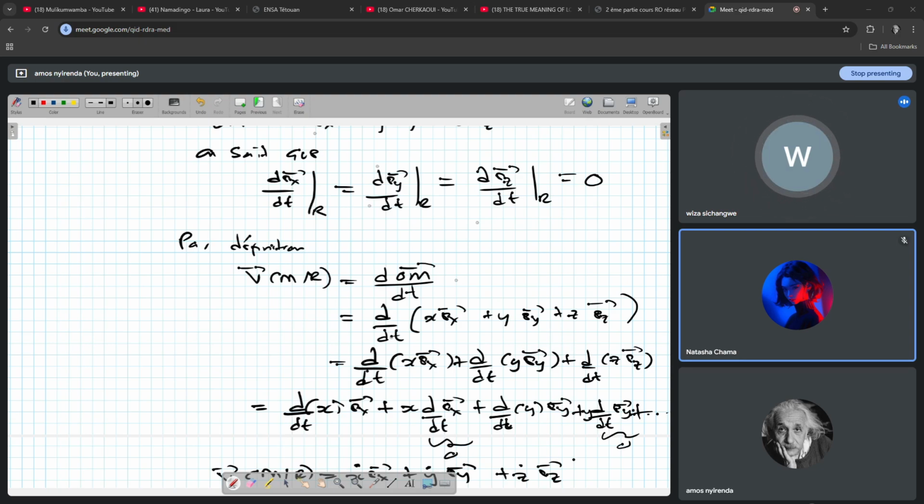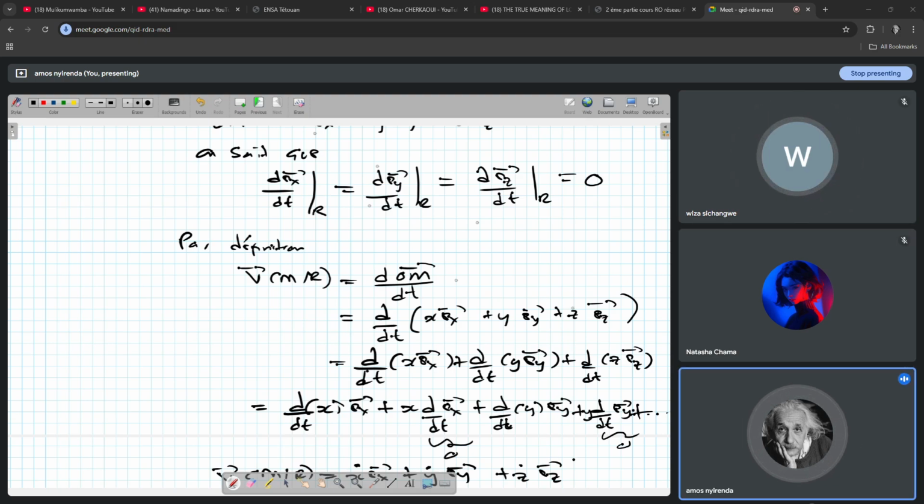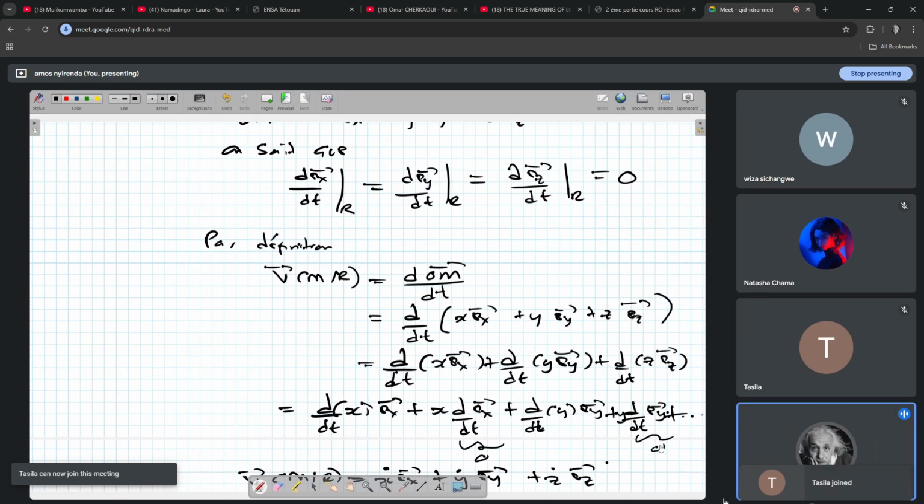Yes, I'm following. Okay. Now that we have this, remember that x is a scalar function, and X is a vector. We can see that X is a vector. I'm sure Tassila is going to say that I repeat. So, bien.